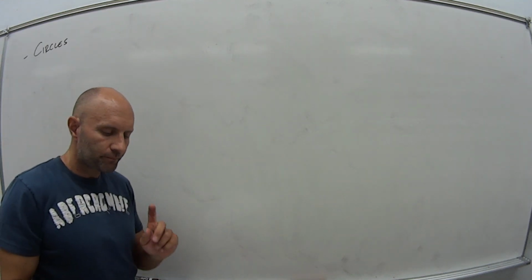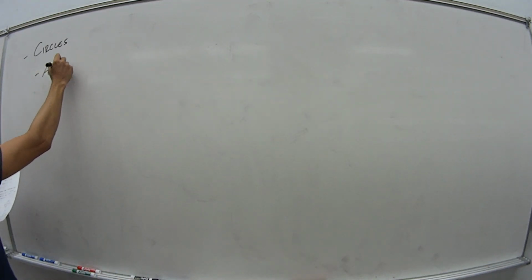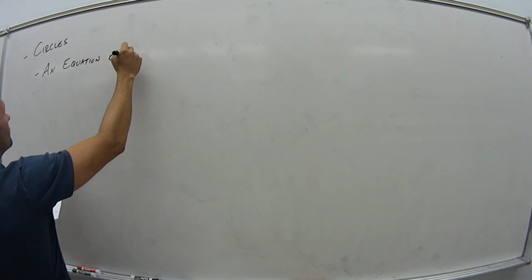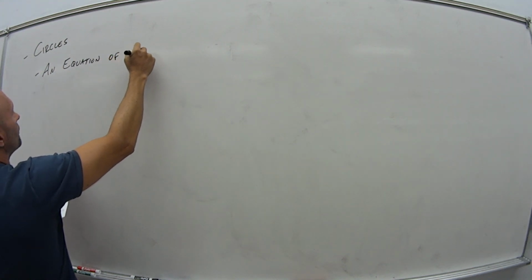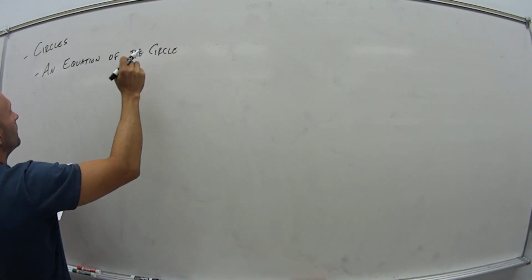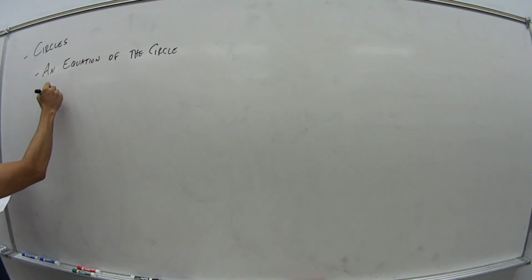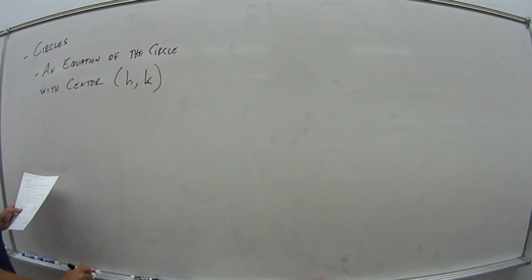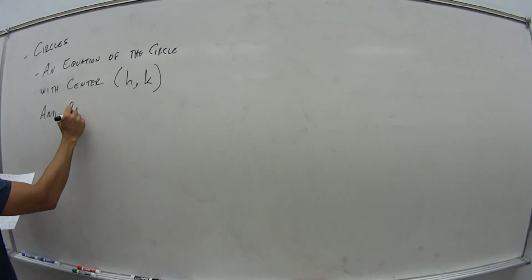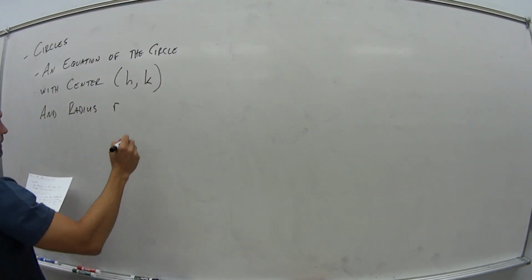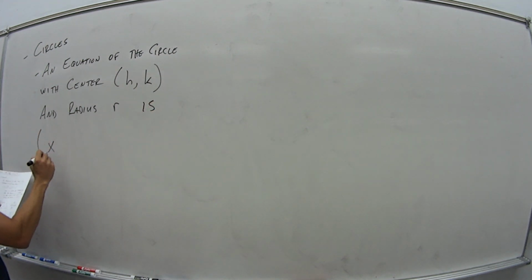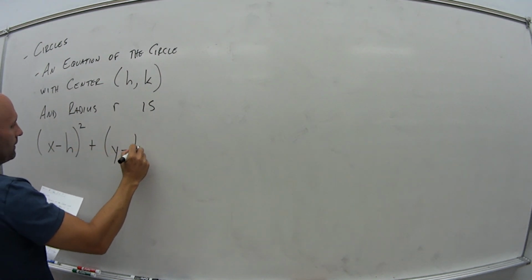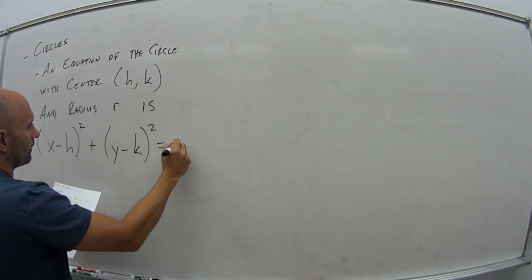As I alluded to at the end of video 1, in this video we're going to be looking at the graphs of circles. An equation of a circle with center (h, k) and radius r is given by (x minus h) squared plus (y minus k) squared equals r squared.